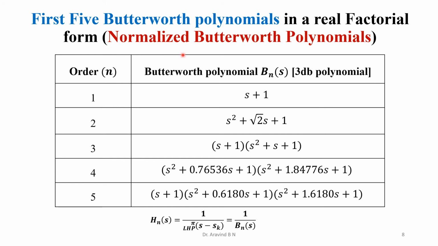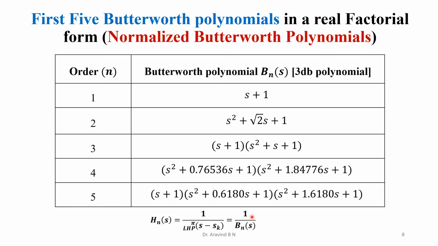Now these are the normalized Butterworth polynomials. So first 5 Butterworth polynomials are being represented over here. Remember, these are normalized Butterworth polynomials. This is the order and the corresponding polynomial. For order 1, it is s plus 1. For order 2, it is s square plus root 2 s plus 1. Similarly, for order 3, 4 and 5, we are going to have the polynomials.